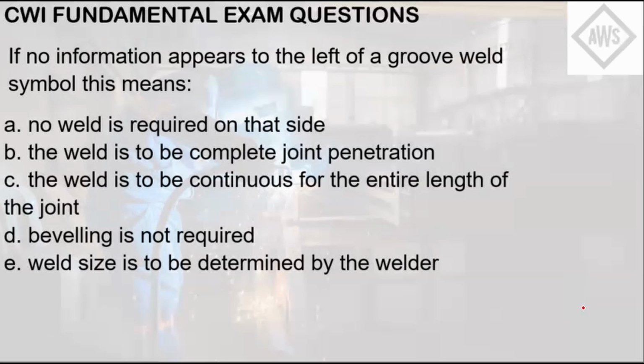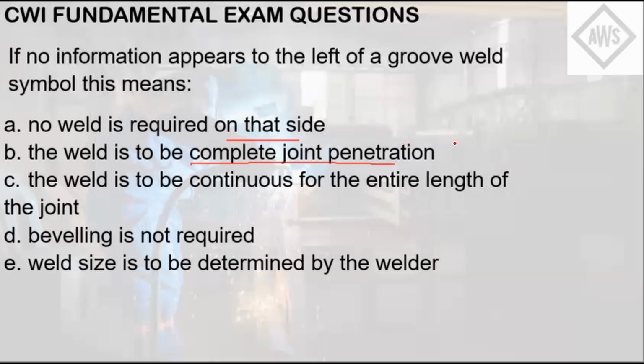When there's a size or a number indicated to the left of a groove weld symbol, it means that the groove weld does not fill the entire joint. So if there's no information, that just means that the weld is a complete joint penetration, which is indicated in choice letter B. For the choices here, A is just false, as there is a required weld on that side of the welding symbol.